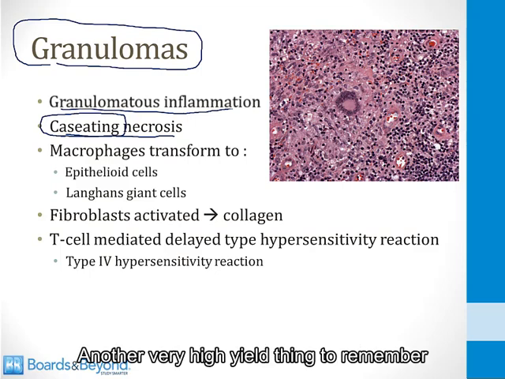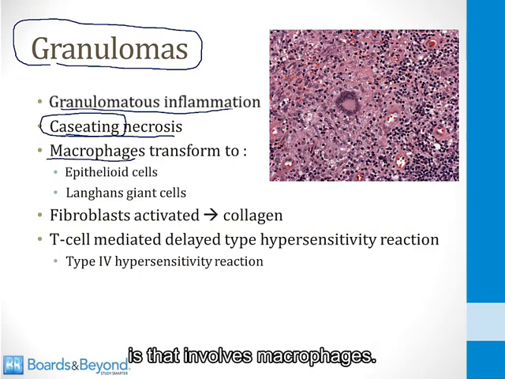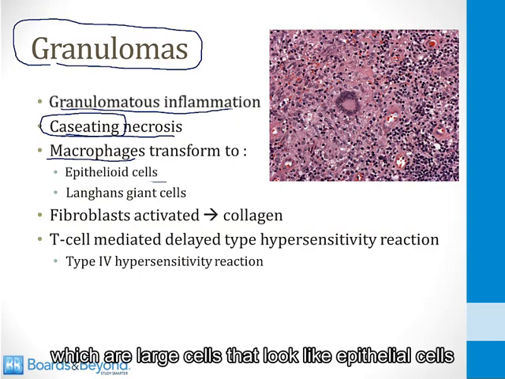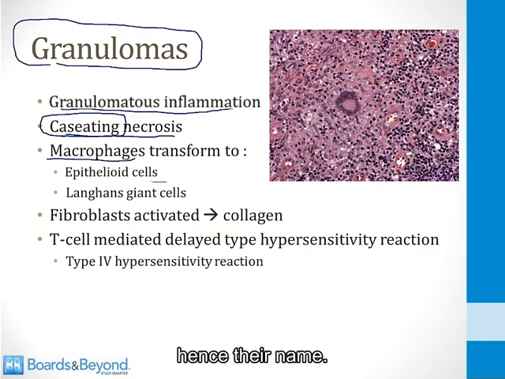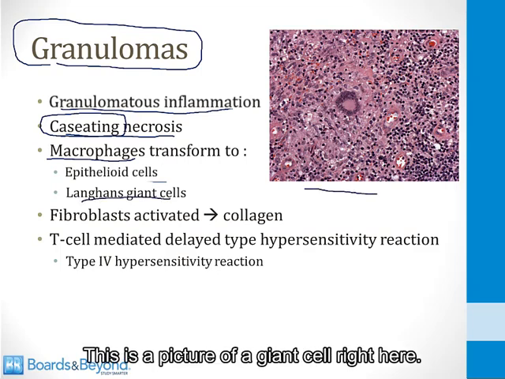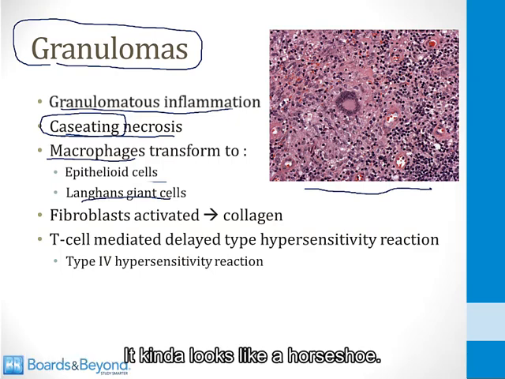Another very high-yield thing to remember about granulomatous inflammation is that it involves macrophages. They get called in by the immune system and they transform into cells called epithelioid cells, which are large cells that look like epithelial cells, hence their name. And they also transform into giant cells. And this is a picture of a giant cell right here. It's one of the hallmarks of granulomatous inflammation, and it kind of looks like a horseshoe. That's how people describe it.